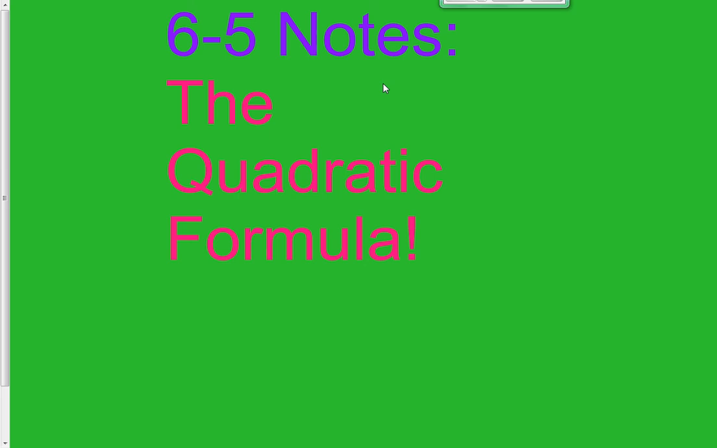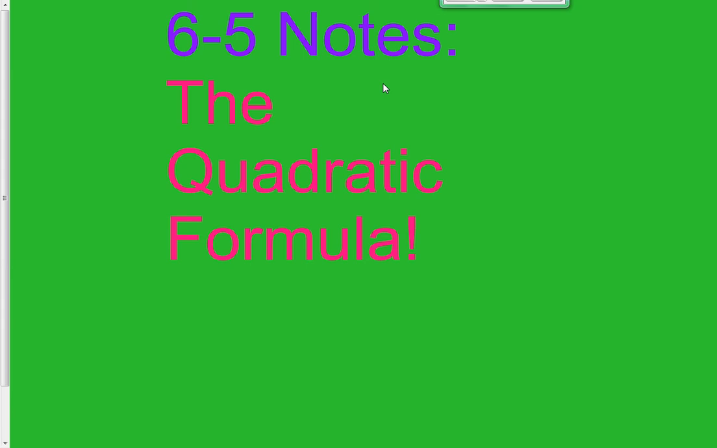We're talking about the quadratic formula today. This is a lesson that you may have been introduced to before. Hopefully this is a review lesson for most of you. If you have not been introduced to this before, make sure you pay very close attention. This is a great formula to help us solve for the roots of a quadratic equation, which means find where it crosses the x-axis.